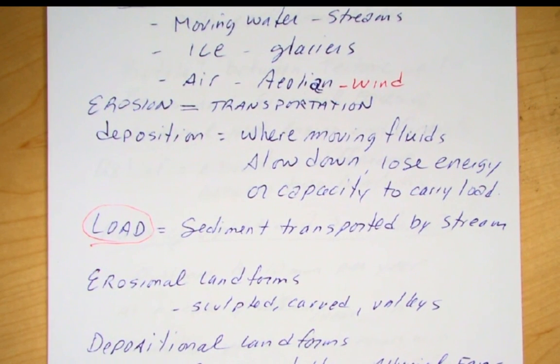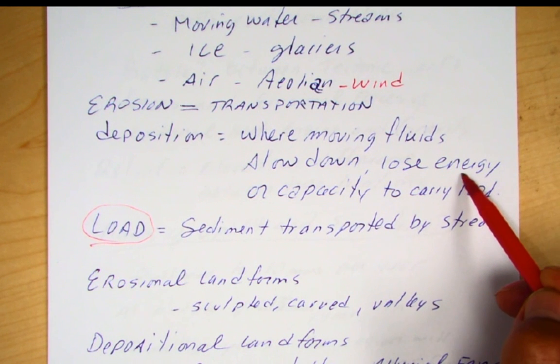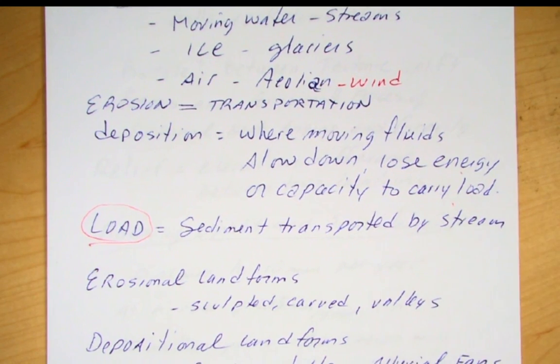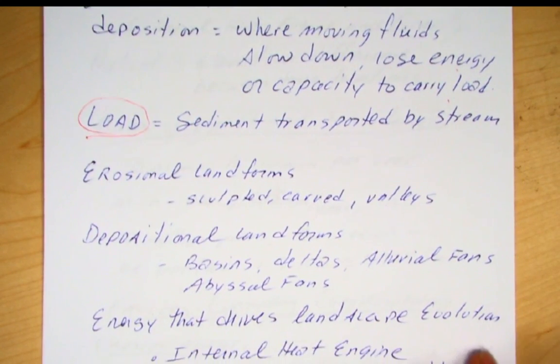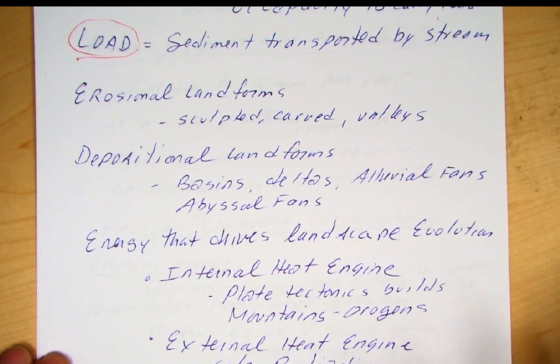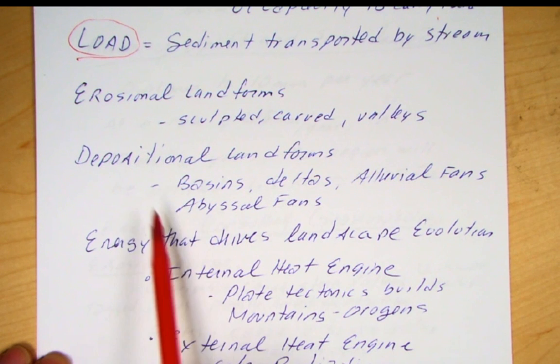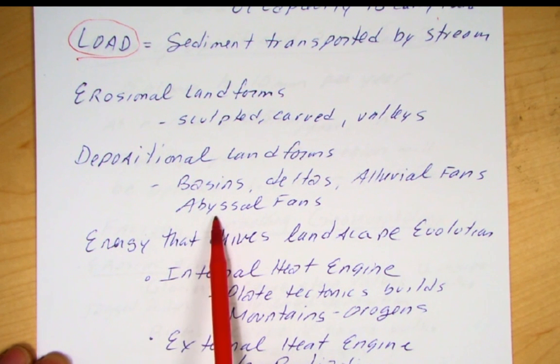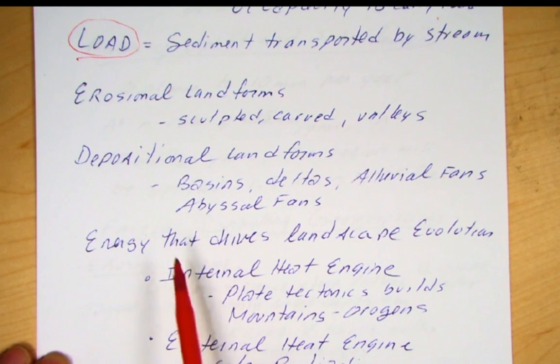Now, deposition is where this energy drops off and the material loses its capacity to carry that load. And in that sense, we're going to see landforms. Some landforms are said to be erosional, which are carved and sculpted. Usually we see valleys, either gentle slope valleys or steep valleys. The other features we see are landforms that are depositional. So those are basins, deltas, alluvial fans. In the ocean, alluvial fans are really abyssal fans. They occur at the mouths of submarine canyons.